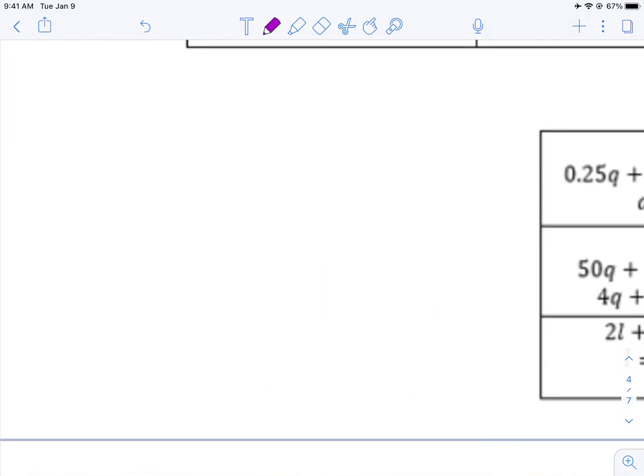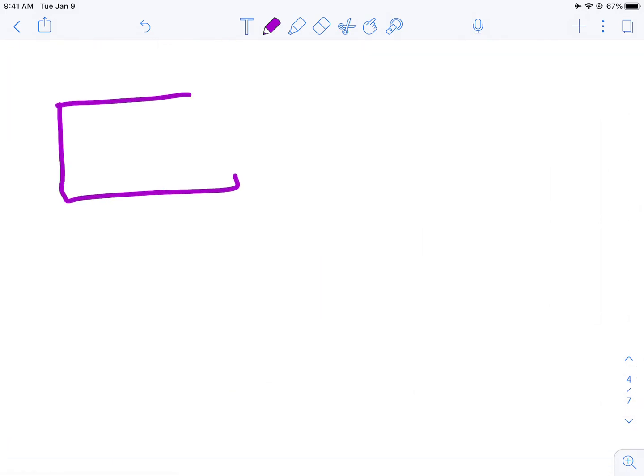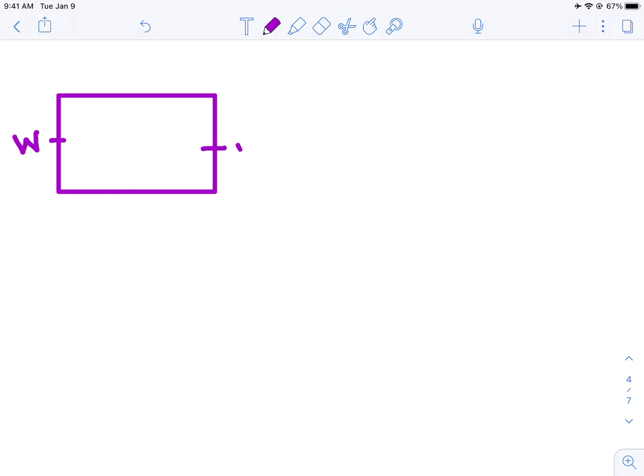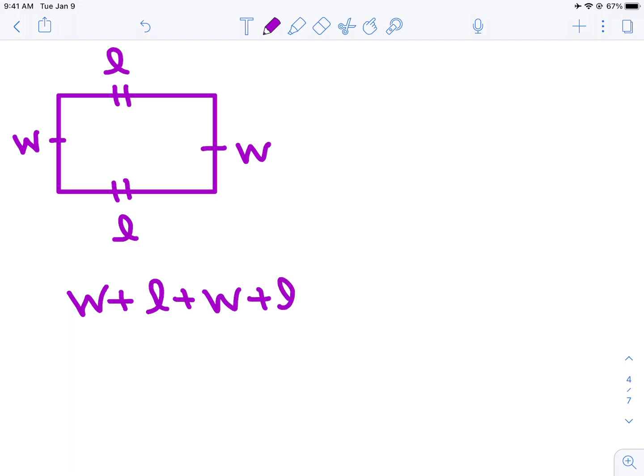So if I come down here and try to draw a little picture, here is my rectangle. Let's say that this side over here is W. That means this side also has to be W because opposite sides are the same distance. Which means if the top is L, the bottom has to also be L. If I want to find the perimeter, I have to add up all 4 sides. So that looks like W plus L plus W plus L, and it's going to equal the 42 feet that it said the total perimeter was.